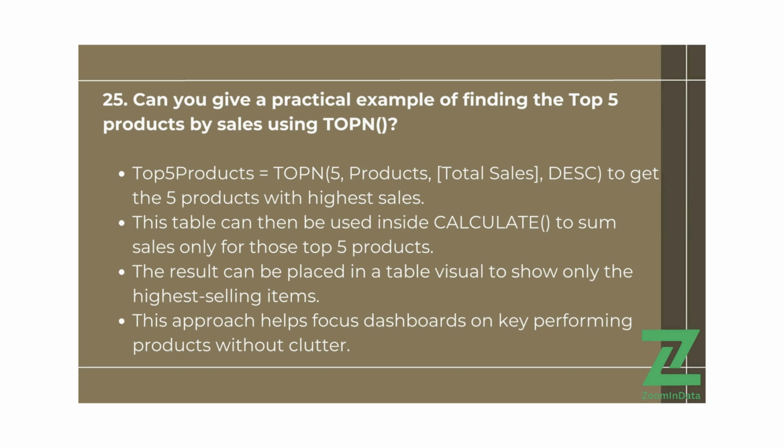This table can then be used inside CALCULATE to sum sales only for those top 5 products. The result can be placed in a table visual to show only the highest selling items. This approach helps focus dashboards on key performing products without clutter.